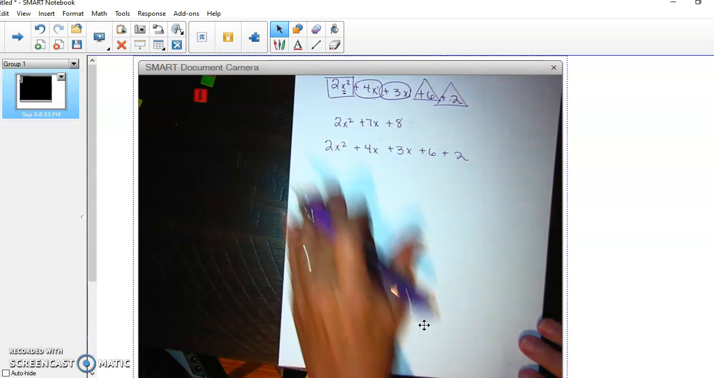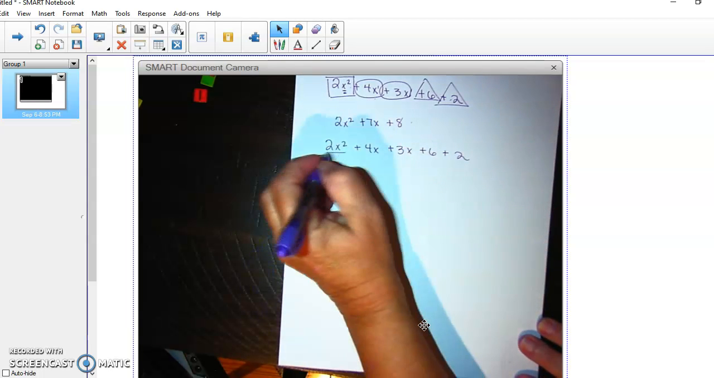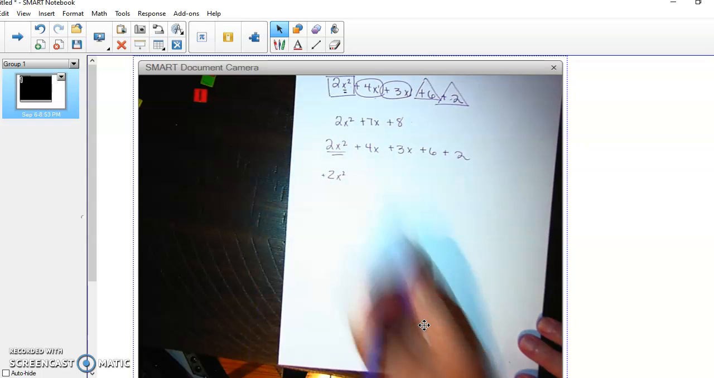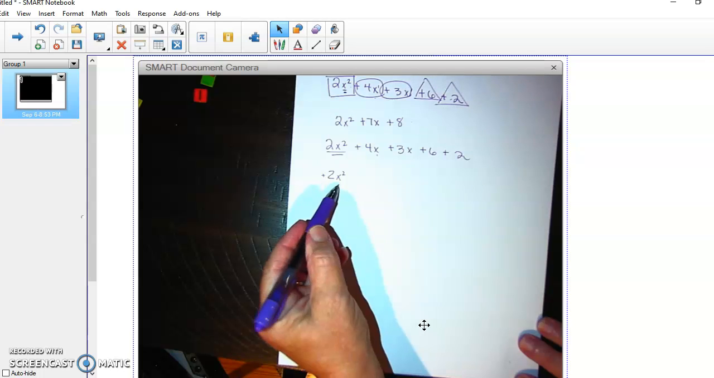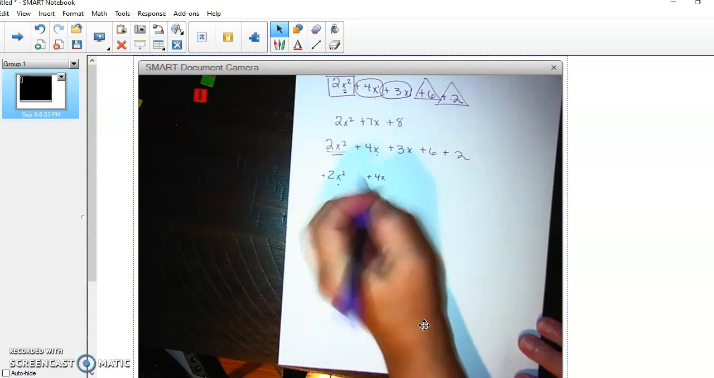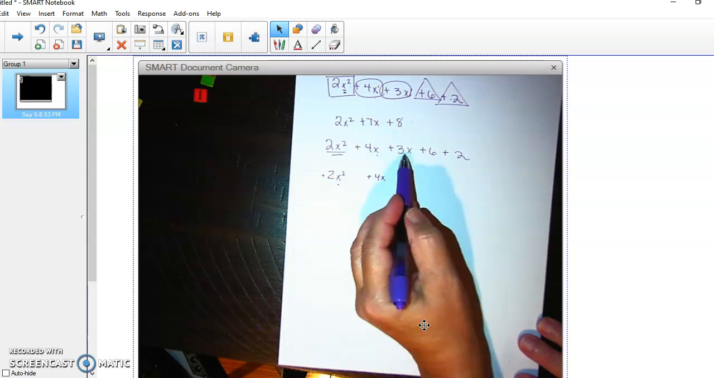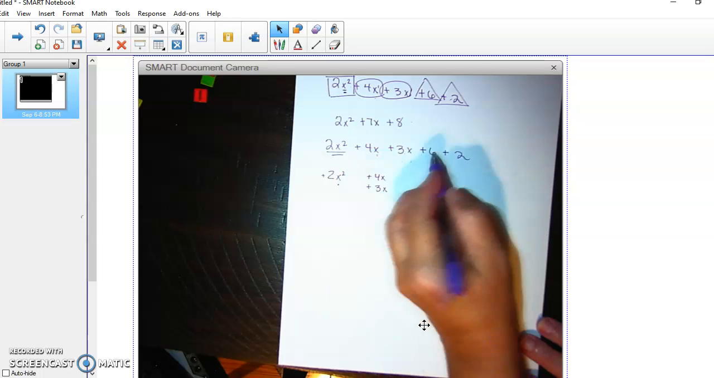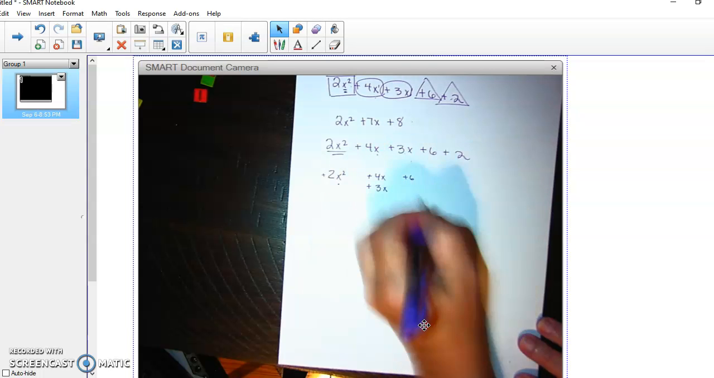So we'll line them up in columns. I'm going to write this one down here first, and I know it's a positive, so I'll put a little plus there. Now I'm going to put this one. Well, I can't put this one underneath here because it doesn't look like that, so I'm going to say 4x. Now this one looks like this one, so it goes underneath this one. And I'm going to put the 6 here and the 2 here.